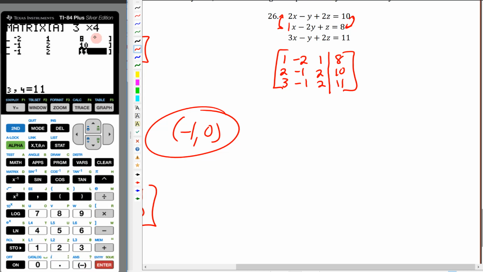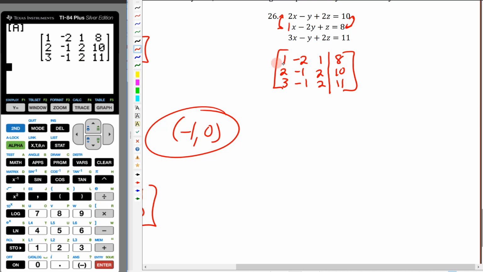Again, let's double check here. We've got an 8, 10, 11. We've got a 1, 2, 2. Check the front here, -2, -1, -1, and 1, 2, 3. Okay, looks pretty good. So we're going to hit second quit. We're going to display the name of the matrix one more time, take a good look at it, make sure we're good to go. Looks like we're in good shape, so let's go ahead.